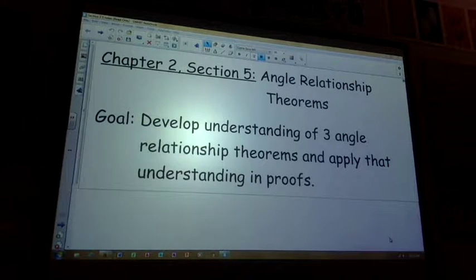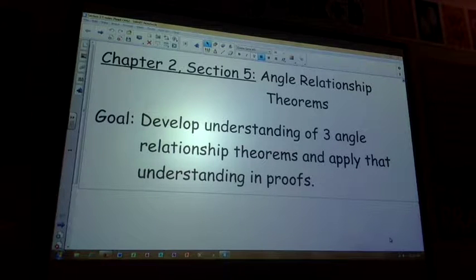All right, so Chapter 2, Section 5, angle relationship theorems. Develop understanding of 3 angle relationship theorems that apply to understanding proofs. So we used the word bisect before. That means we're cutting something into 2 equal parts. You can bisect a segment, which cuts that segment into 2 equal parts. You can bisect an angle, which cuts an angle into 2 equal parts.